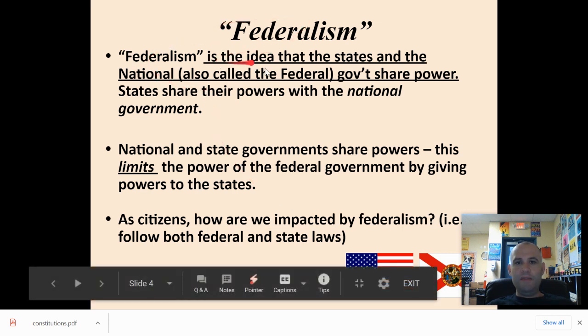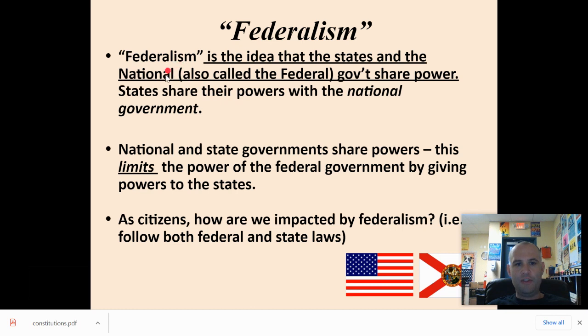And so federalism is the idea that the states and the national government share power. Some things are national or federal government powers, some things are state powers, and some things they share. National and state governments share power. This limits the power of the federal government by giving power to the states.